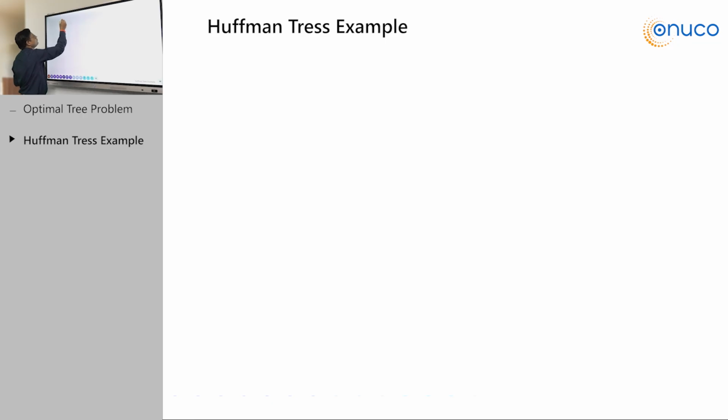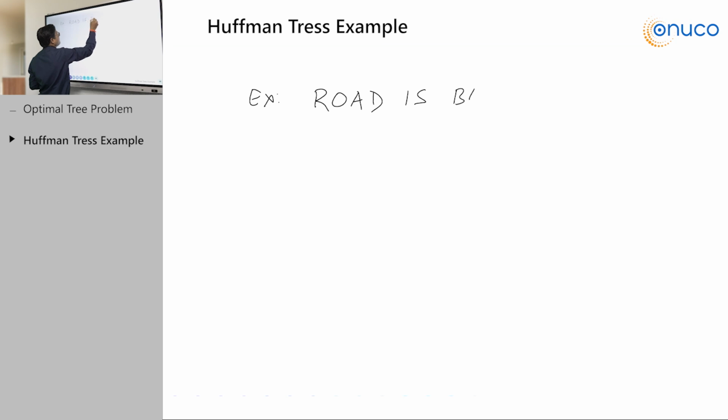Say we are going to discuss, road is good, example, road is better, right? So we have a set of characters. Now you are going to find the frequency of these characters. One by one you are going to find the frequency.